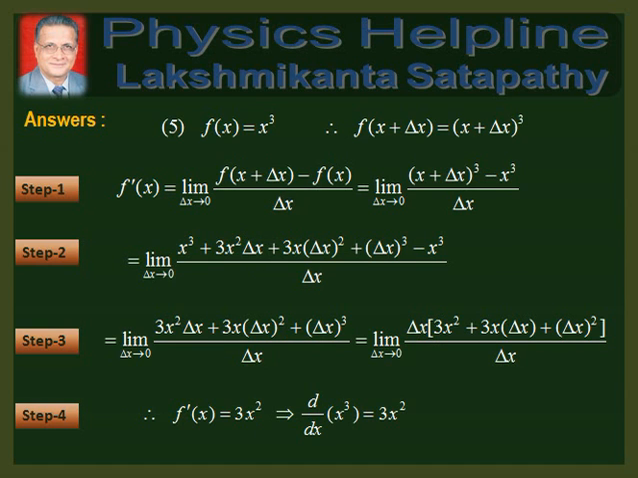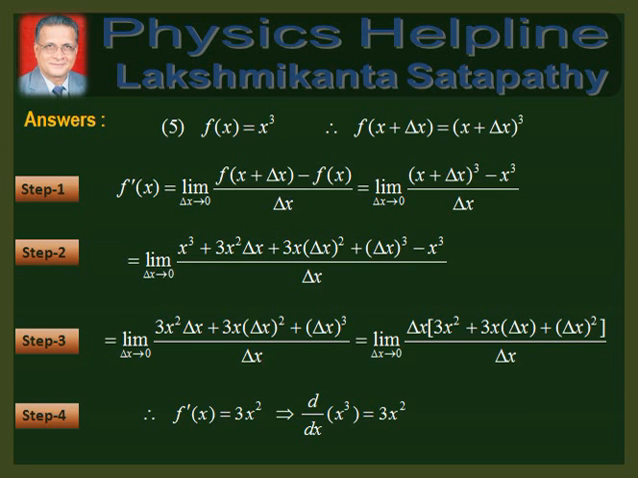In question 5, we have f(x) is equal to x cubed. Therefore, f of x plus delta x is equal to x plus delta x whole cube. Therefore, in the first step, the derivative of this function is defined as f dash x is equal to limit delta x tends to 0 x plus delta x whole cube minus x cubed divided by delta x.